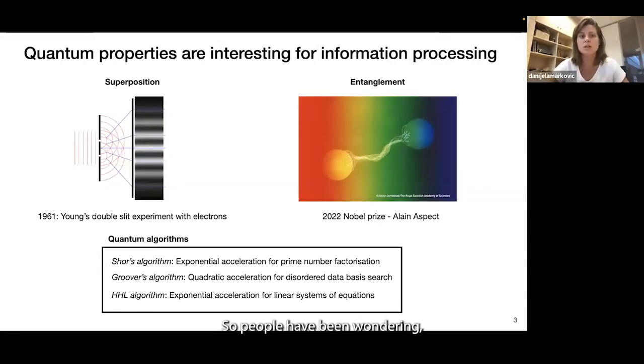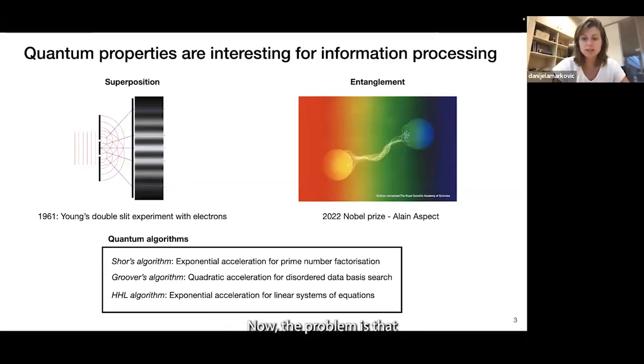So people have been wondering how to use these two features for computing for almost 40 years now. And there is a certain number of algorithms that show that by exploiting these two properties in a smart way, we can obtain exponential acceleration for some algorithms compared to classical algorithms. So the most famous one is Shor's algorithm, which provides exponential acceleration for prime number factorization. And then there is Grover's algorithm, which provides quadratic acceleration for disordered database search. And a more recent one is the HHL algorithm, which provides exponential acceleration for linear systems of equations.